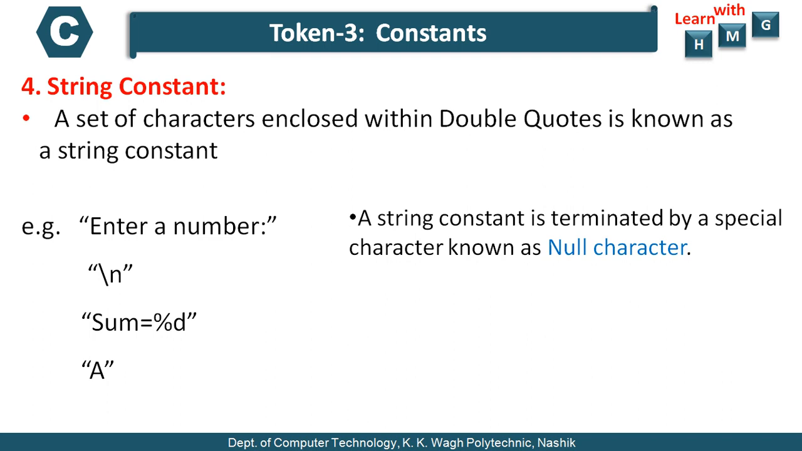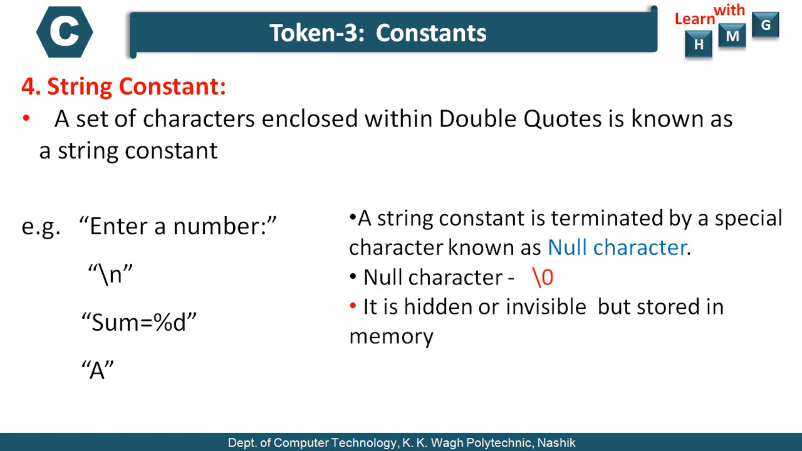The speciality of a string constant is that it is terminated by a special character known as the null character. Terminated means every string ends with the null character as its last character. But in the examples on the left side, the null character is not indicated. Why? Because it is backslash 0, and it is hidden or invisible. You cannot see this null character on the screen, but it is stored in the memory. So in the memory, the string constant, for example "Sum = %d", is stored as sum is equal to percentage d backslash 0.